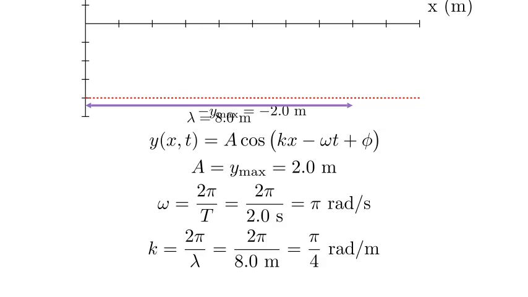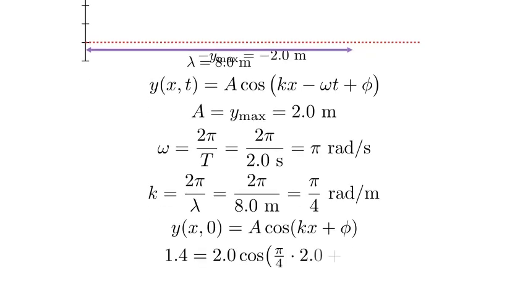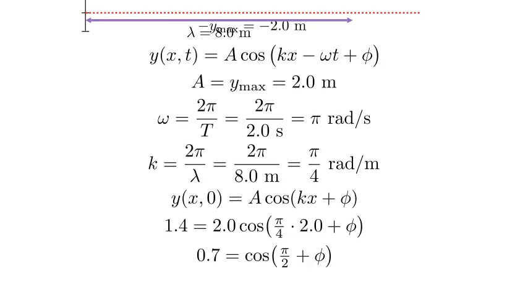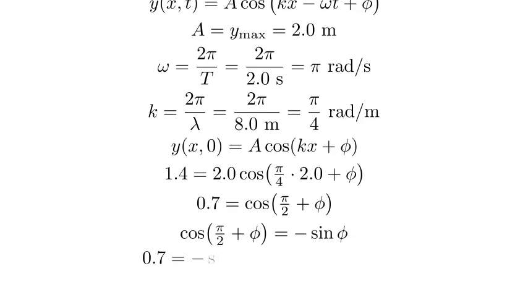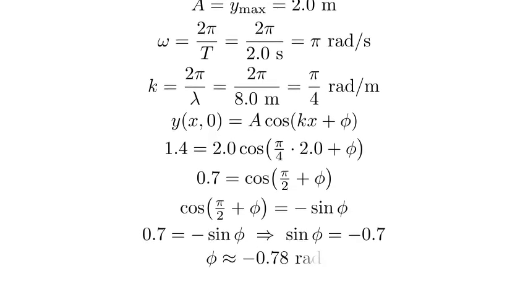Next, we determine the phase angle phi using the condition at time 0. At t equals 0, the wave is y of x comma 0 equals A cosine of kx plus phi. Plug in x equals 2 meters and y equals 1.4 meters. We have 1.4 equals 2 times cosine of (pi over 4 times 2) plus phi, which is 2 times cosine of pi over 2 plus phi. Using the identity cosine of pi over 2 plus phi equals negative sine of phi, we get 0.7 equals negative sine of phi, so sine of phi equals negative 0.7. The principal value for phi is about negative 0.78 radians.